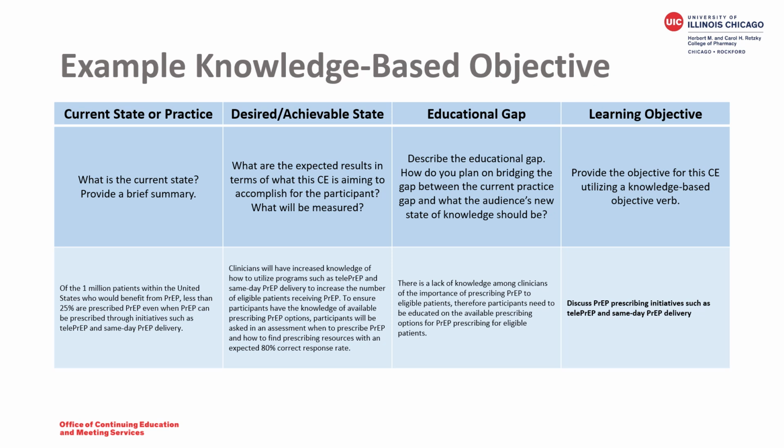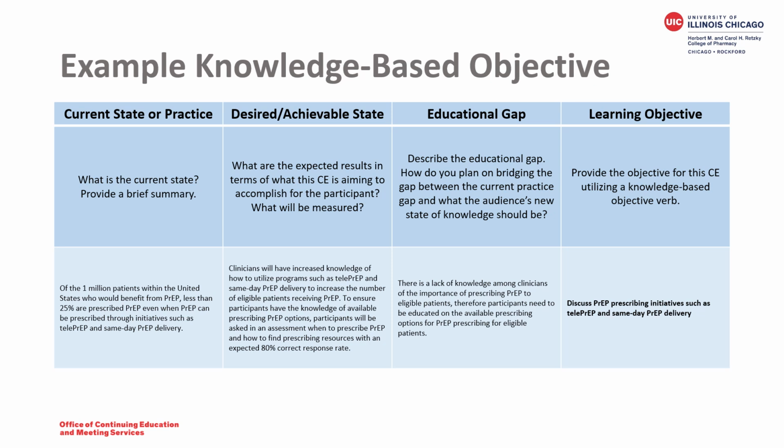Now let's go to the current state or the current practice, which is the first column. Since we're going to be reviewing the initiatives, we first of all need to identify what the current state or practice is. Of the 1 million patients within the United States who would benefit from PrEP, less than 25% are prescribed PrEP, even when PrEP can be prescribed through initiatives such as teleprep and same-day PrEP delivery. So that's the current state.